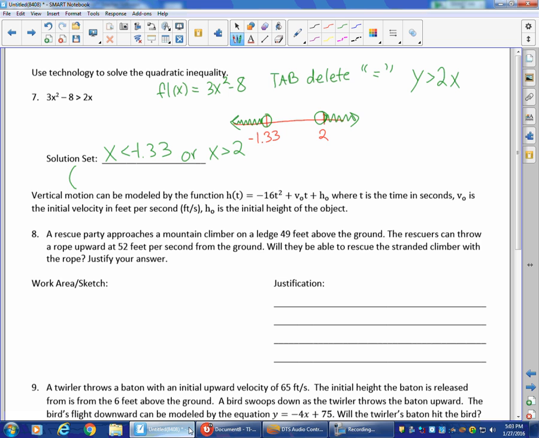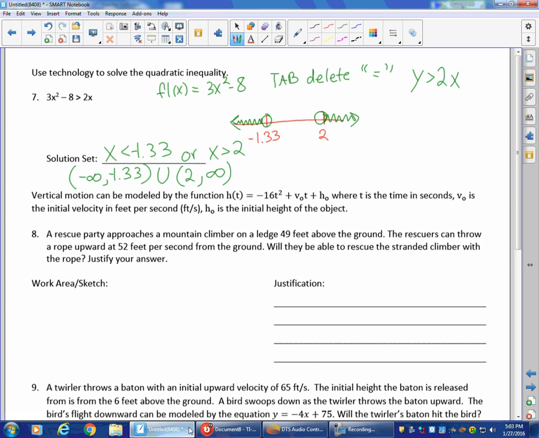At this point, I can write my interval notation. This is less than negative 1.33. It's going forever less than, so that's taking me to negative infinity, all the way up to negative 1.33. Union. This one starts at 2 and goes greater than 2 all the way forever. So that's comma infinity. And now we have our solution in both formats. Inequality format came first, and interval notation came second.